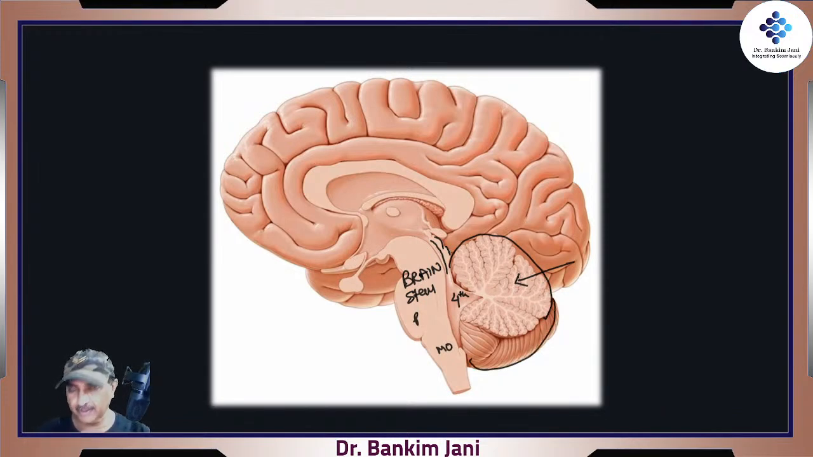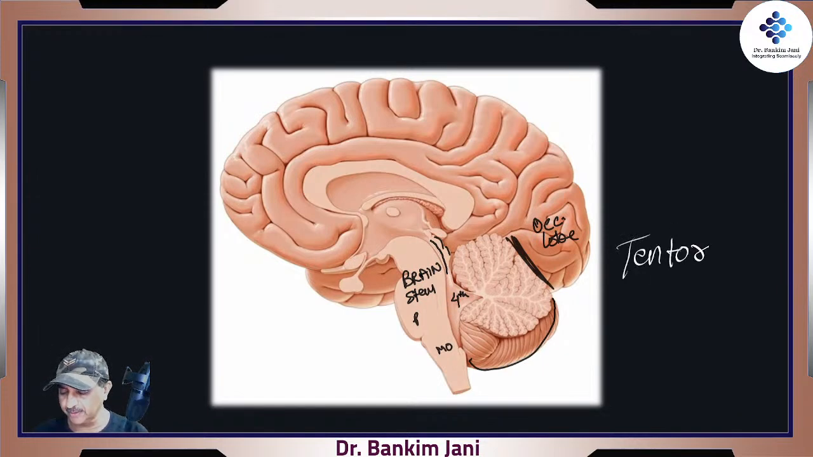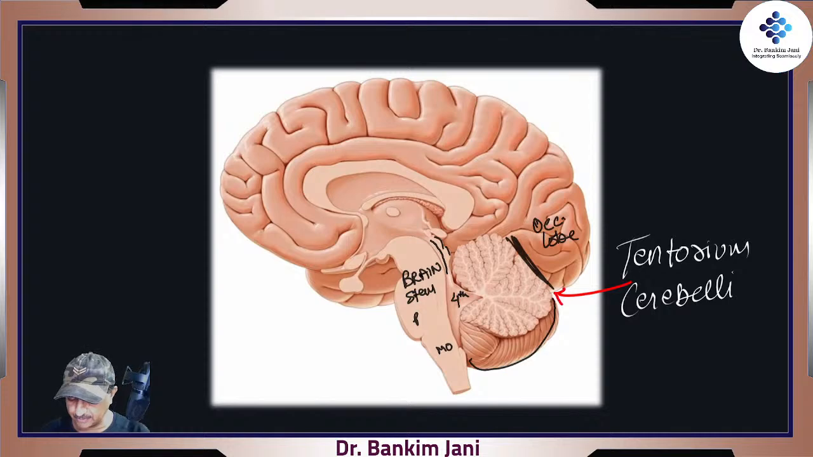Now the cerebellum is separated from the occipital lobe of the cerebrum, and in between we get the tentorium cerebelli. During meninges we talked about it. So that's the location of the tentorium cerebelli. The cerebellum is divided into very specific structures.